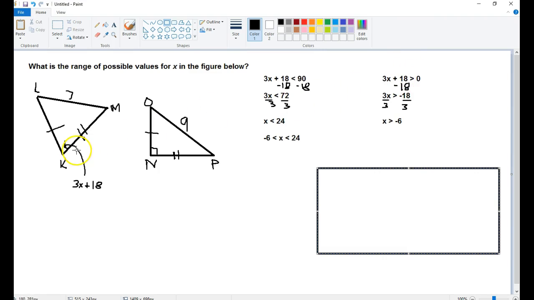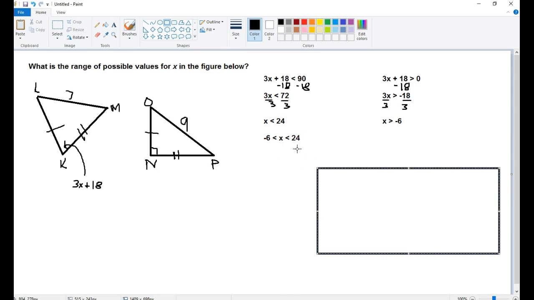So whenever you're asked to find ranges of angles and something has to be less than, you're going to start at 0 and go up to whatever the value is. So 3x plus 18 is greater than 0, subtract 18, divide by 3, x is greater than -6. So our range of values will be from bigger than -6, but less than 24. It can't be those numbers either.